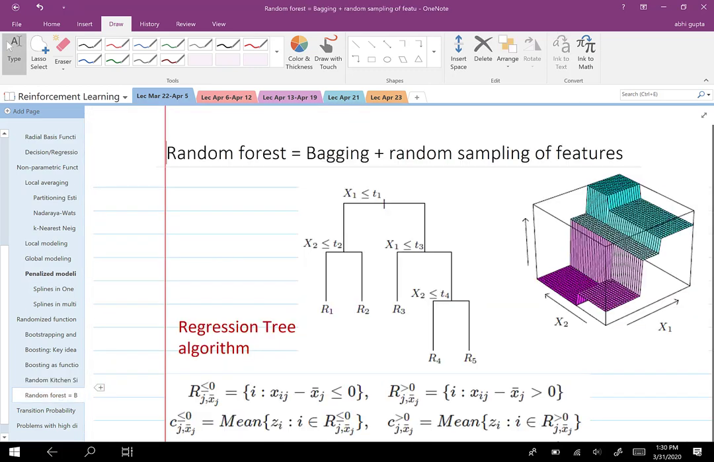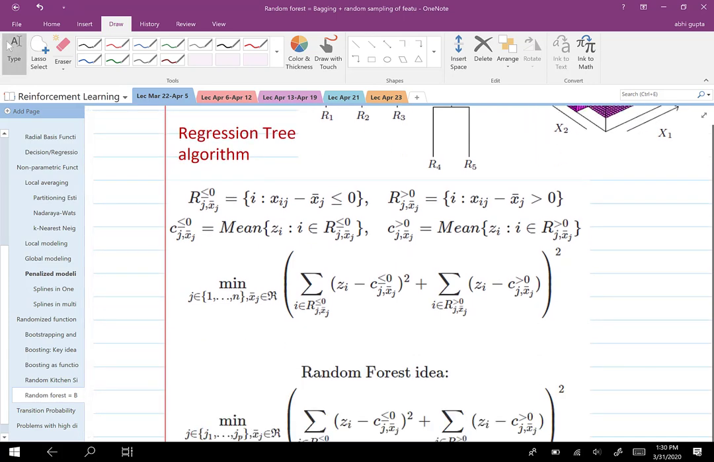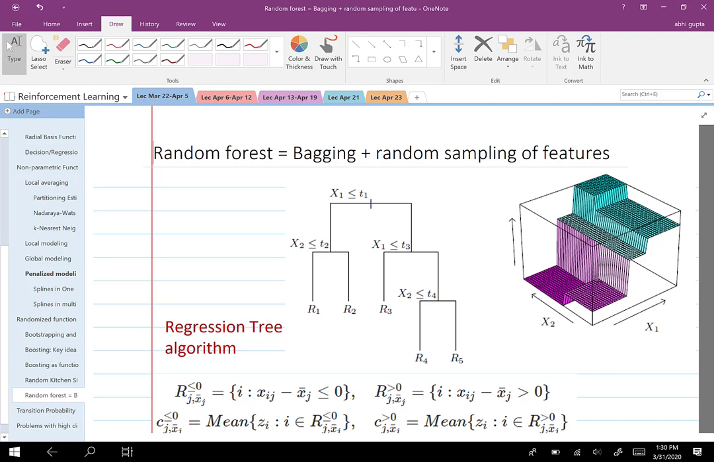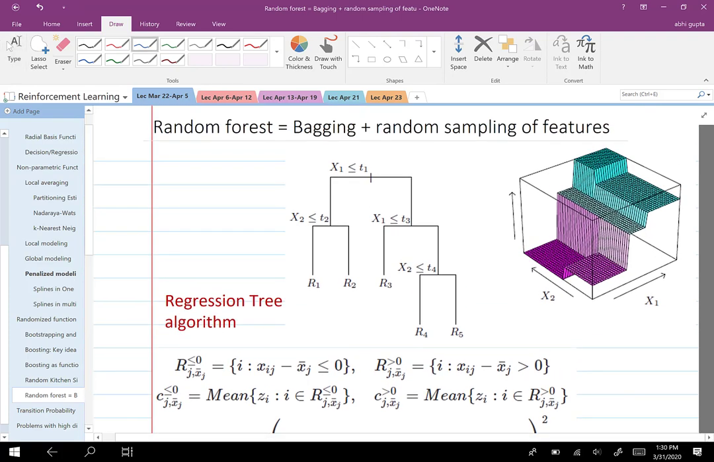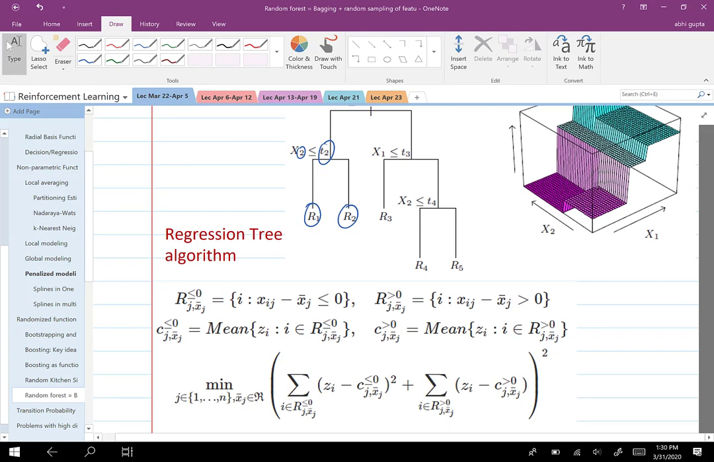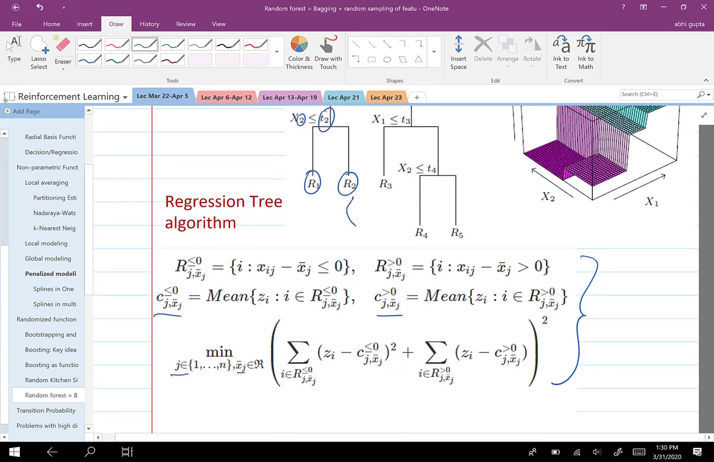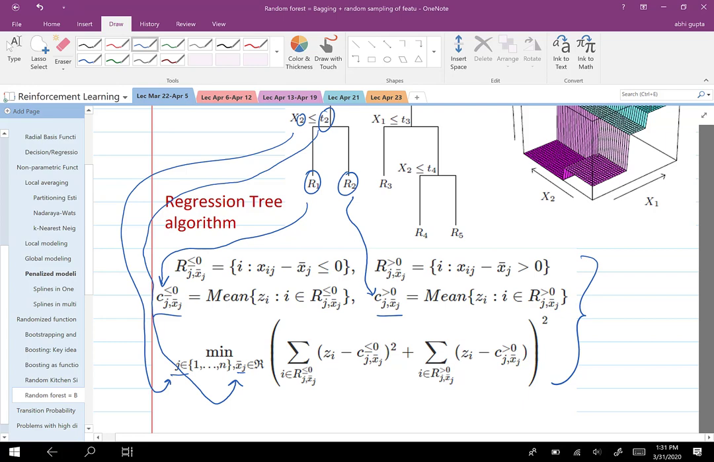Okay. Now the next idea is the random forest idea, which is basically a combination of bagging plus random sampling of features. So remember, in the bagging algorithm, you had a larger data set, you picked a smaller data set out of that larger data set, and then you tried to construct a decision tree out of it. Within a decision tree, you have to pick what this coordinate should be, what this threshold T2 should be, and what the values of R1 and R2 should be, right? And there was a very complicated algorithm in order to compute the value of J star, X bar J, and then C, which is going to go here. So R2 is this one, R1 is this one, X2 is the optimal J here, and T2 is the optimal X bar J here.